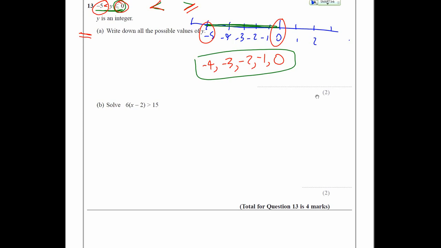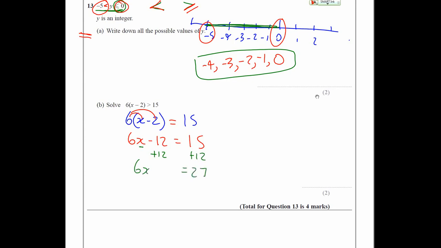Okay, next part. Solve this. I would advise that you cheat here. This is what we had. I would say, pretend that's an equal sign, and let's solve this, because we should know how to do these. We multiply out here, and we get 6x minus 12, 15 stays the same. We add 12 to both sides. Our aim is to get x on its own, so 6x is 27.